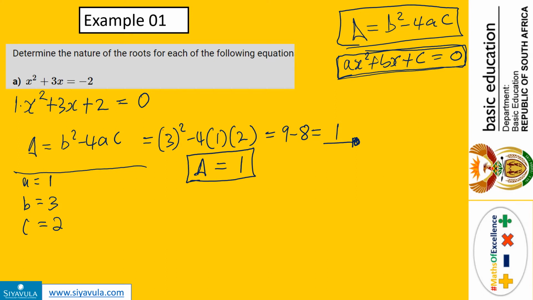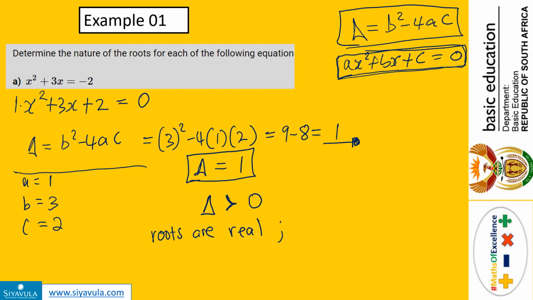So what can we say about this delta? This delta is greater than 0, right? It means that, what about the roots? The roots are real, right? So the roots are real because delta is greater than 0.